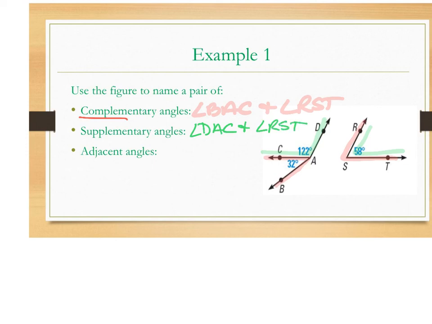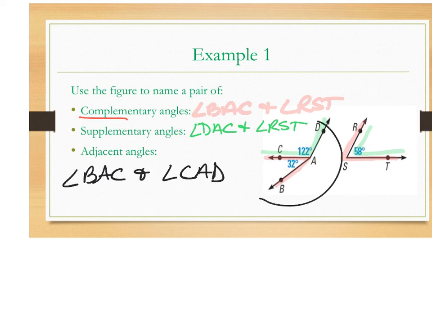And again, remember the definition of adjacent angles. These are two angles that share a vertex and a side. So again, they're sitting side by side. My pair of adjacent angles in this figure is going to be angle BAC along with angle CAD. You could have reversed the letters on these, but it's this pair right here. They share that side. They're side by side.